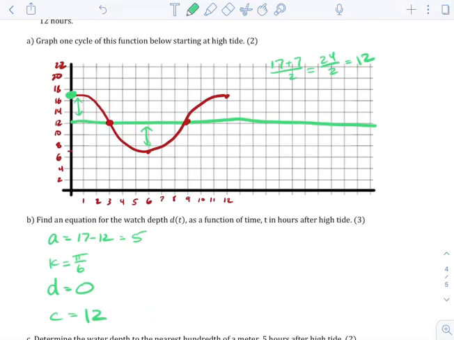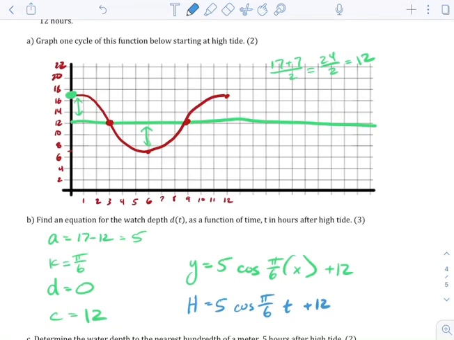So I can write this graph. We have y is equal to a, which is 5, cosine, k, which is pi over 6, x minus 0, or just x, plus 12. And then depending on how you want to write, you can have different variables, right? We're talking about height of the tide, so maybe h is equal to 5 cos pi over 6 x, where x could be time, in hours, plus 12, right? Because you set the variables for whatever you want.